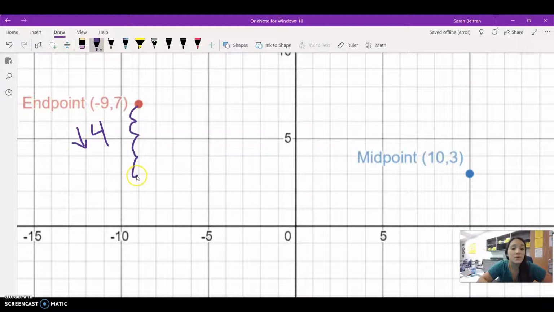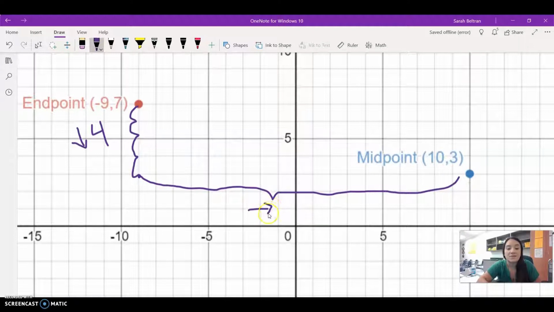We have to go right a whole bunch. Well, that's a lot of numbers to count. We can count them out. 1, 2, 3, 4, 5, 6, 7, 8, 9. Okay, so it's 9 from here to the y-axis. And then we go over 10, right? So 9, 10, 11, 12, 13, 14, 15, 16, 17, 18, 19. Okay, so this whole thing here, I'm just going to do this.